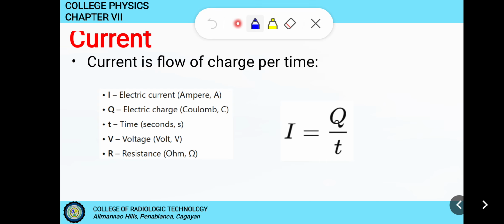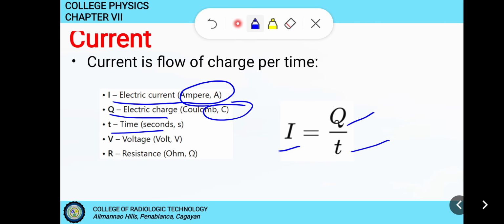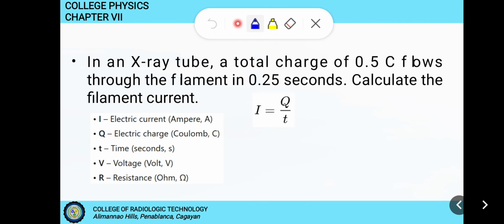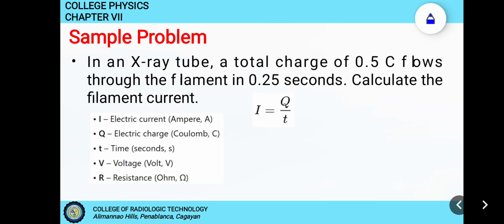When we say I, I is our electric current in ampere, which is our unit. Q is the electric charge in coulomb, and T is our time in seconds. Let's have a sample problem. In an X-ray tube, a total charge of 0.5 coulomb flows through the filament in 0.25 seconds. Calculate the filament current.